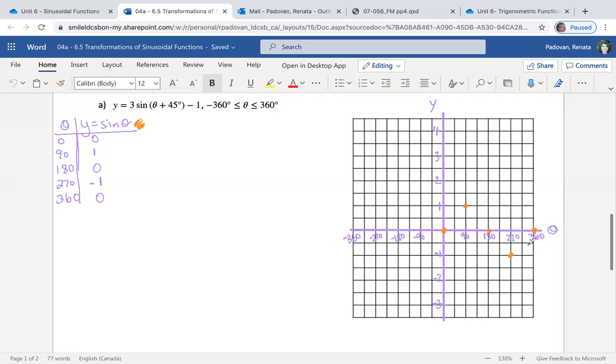And then that would be the same for my negative values, right? At negative 90, I would be at negative 1. At negative 180, I would be at 0. At negative 270, I'd be at positive 1. And at negative 360, I would be at 0. And as best as I can, again, it's easier on paper, I want to draw a smooth sine curve here.